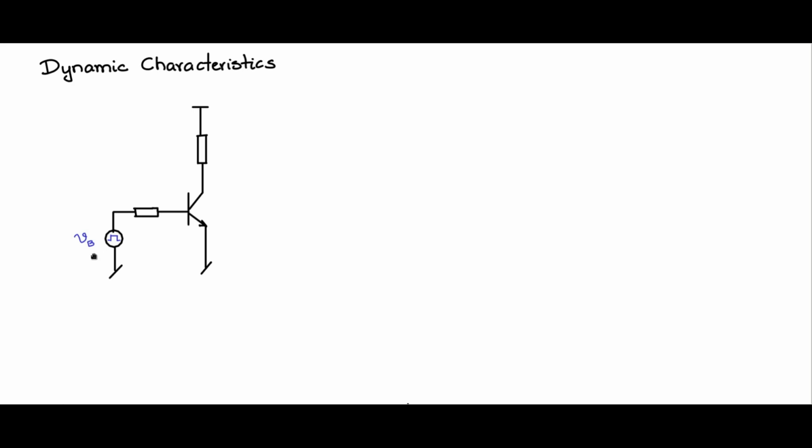So let us name the parts. We will call this VB. This is IB. And if there is a base current, there will be a collector current. And across the collector and emitter, let us measure, and we call that VCE.